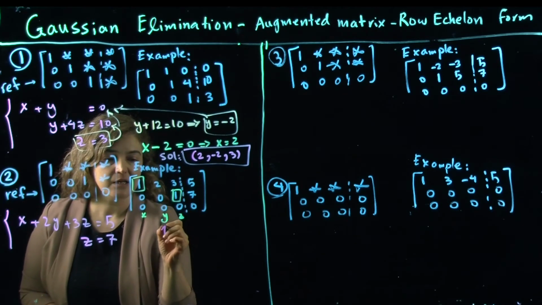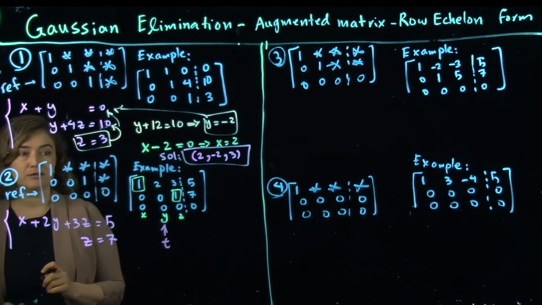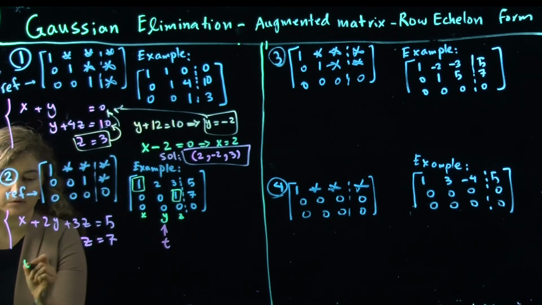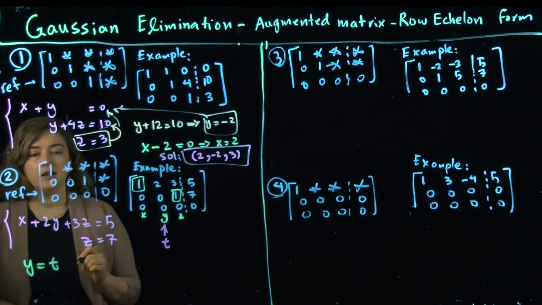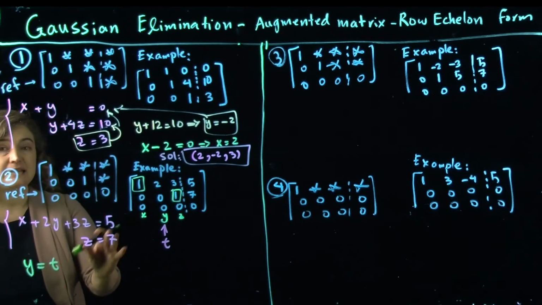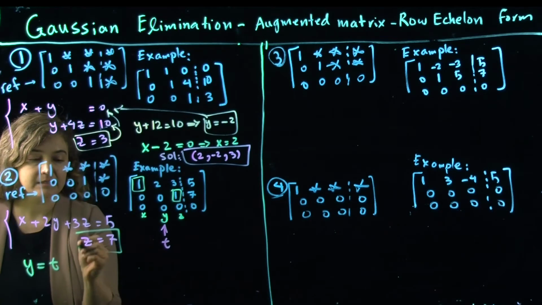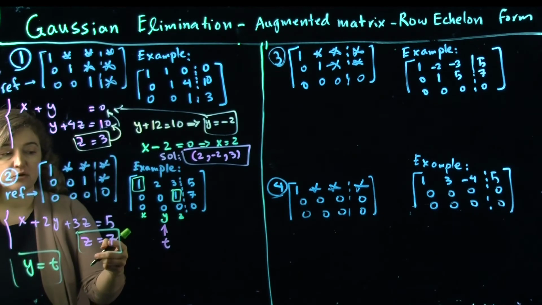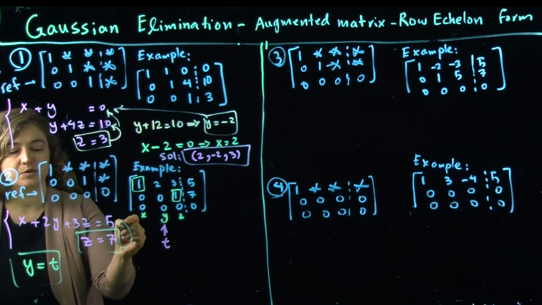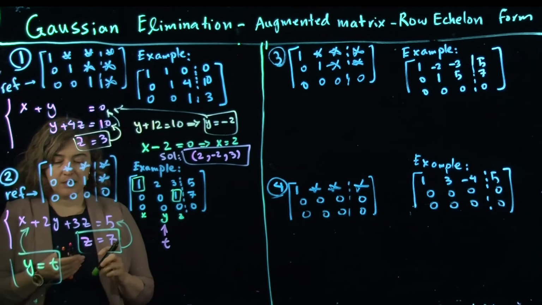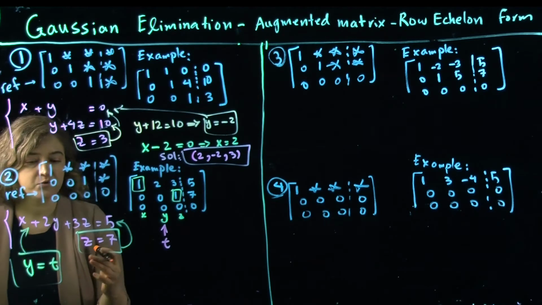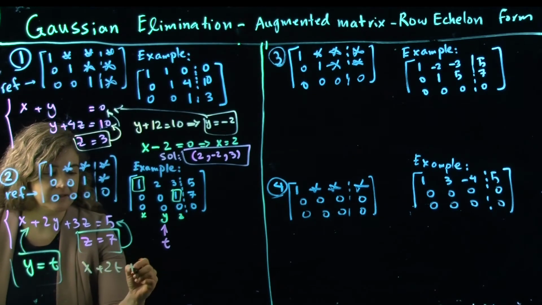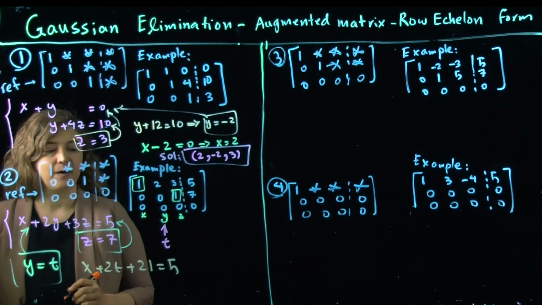So I'm assigning t to y in here. So how does that work? That means that y is going to be equal to t. Now, in this specific system, z was solved for me. Now I have y equal to t, z equal to 7. As usual, you back substitute into here. And as a result of back substitution, it is x plus 2 times t plus 3 times 7 equal to 5.